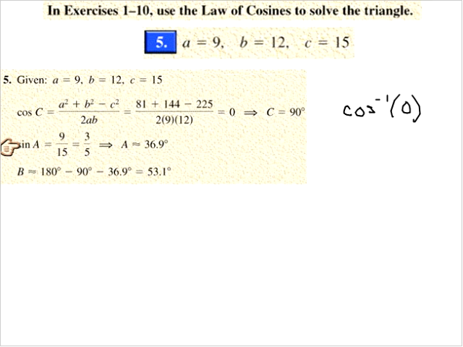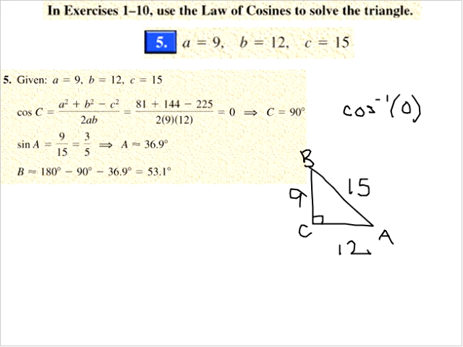Once you know it's a right triangle, then you can set it up, ABC. So C is your 90 degrees. We'll just do AB here. This is 9, 12, 15. You can use your law of cosines again, or you can set up and do sine of A is 9 over 15. So sine inverse of 0.6 gives me my 36.9 degrees.